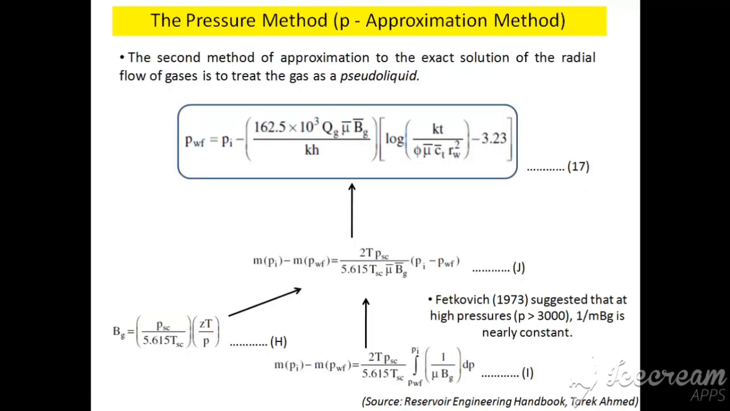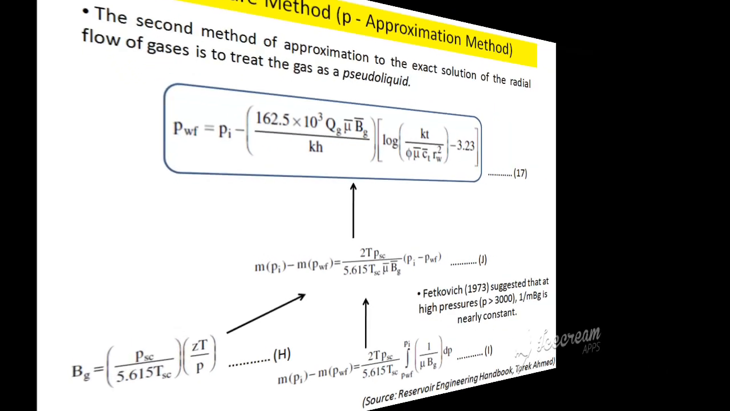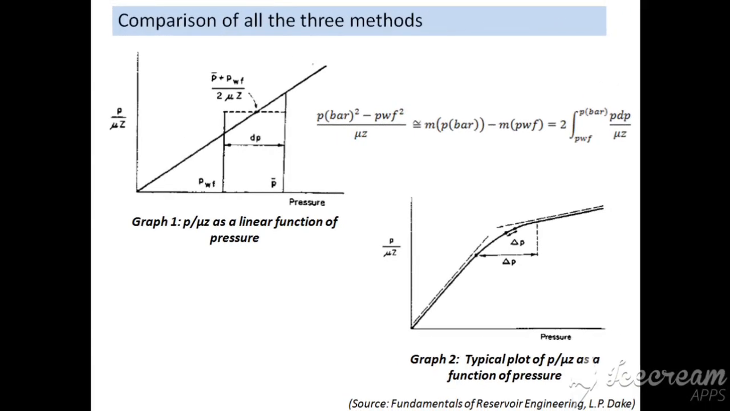The third method is the pressure approximation method. In this method the basic concept is the use of the pseudo liquid term. We will consider that the gas is behaving like a liquid. So we will incorporate another factor, the formation volume factor, to solve this equation. There is a pressure dependence of PWF and PI on BG. Another requirement is that these equations can be applied only at higher pressures. That was suggested. So now let us see the comparison of all three methods.